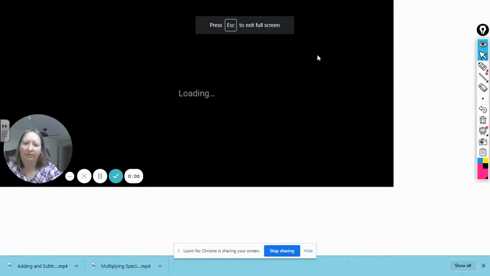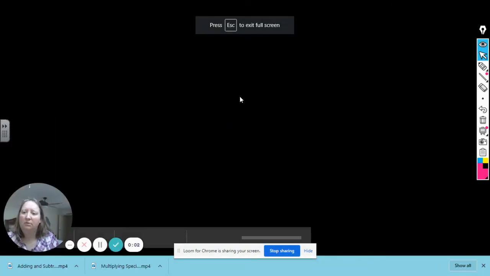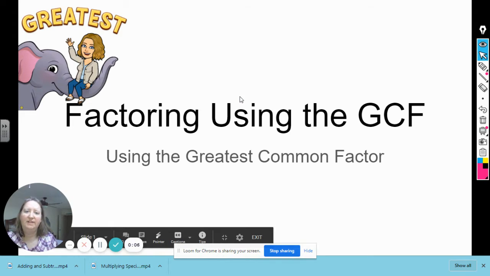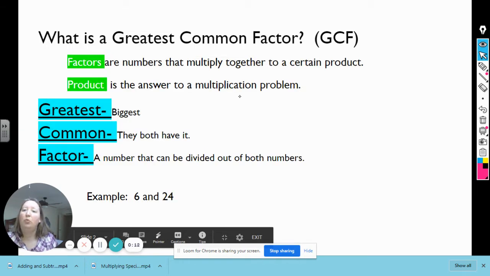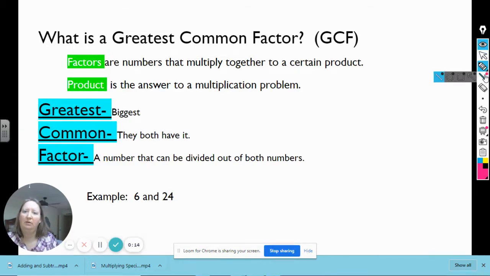Using the GCF. Okay, using the greatest common factor. So first, what is a greatest common factor?